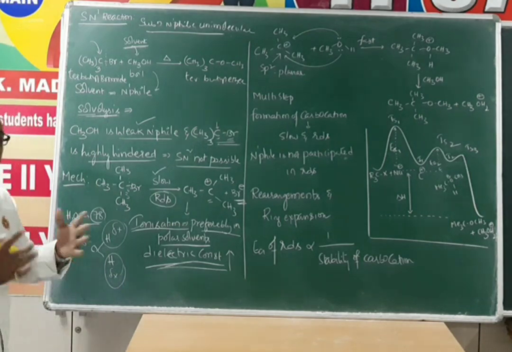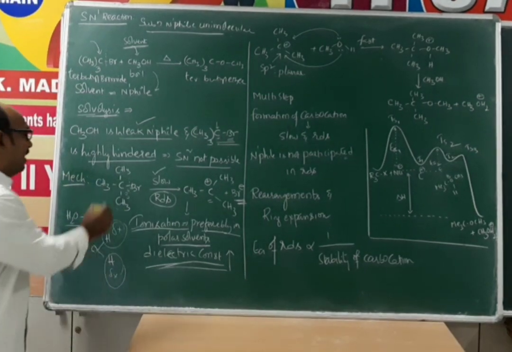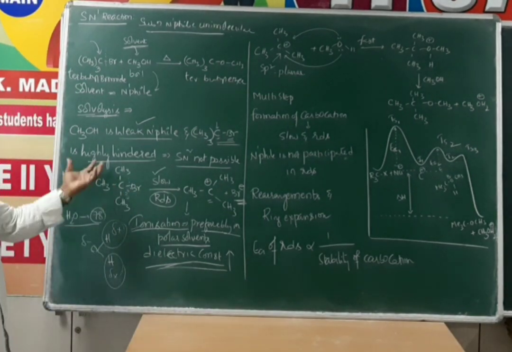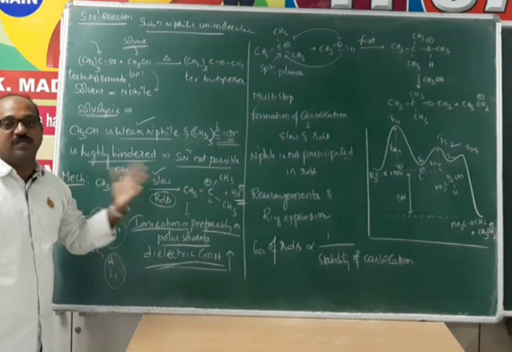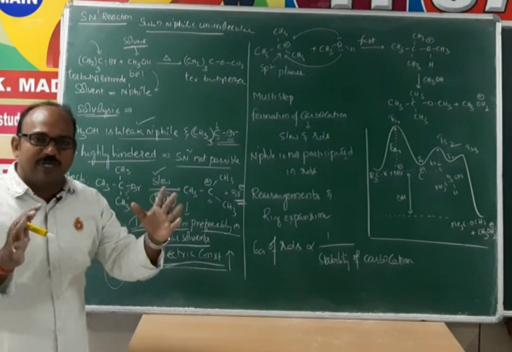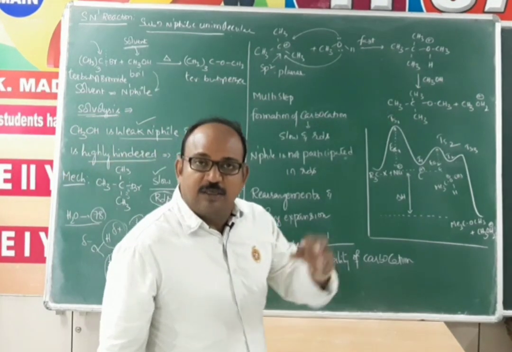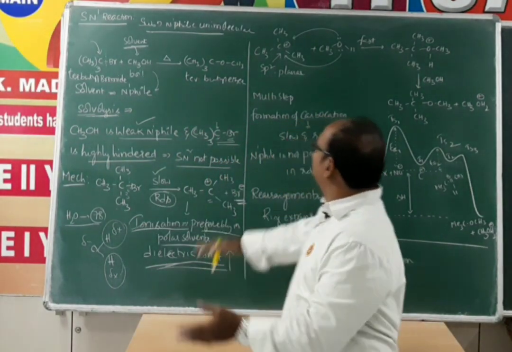Dielectric constant means the ability to weaken the bond. So here, the bond between carbon and the leaving group is going to break. More ability means ions are generated more readily. So the first step, formation of the carbocation, is a slow step. Let's come to the second step.